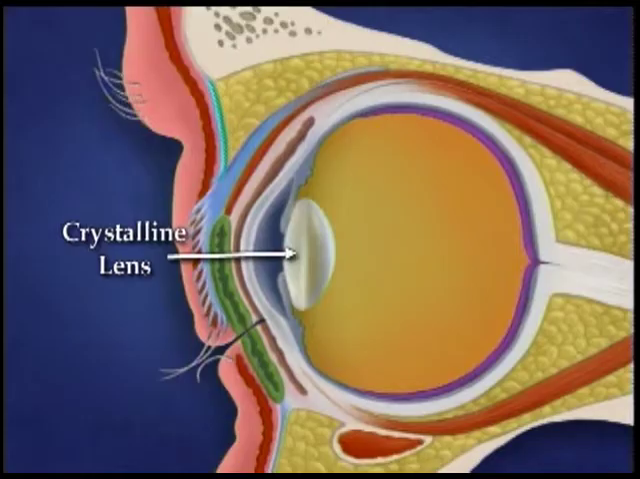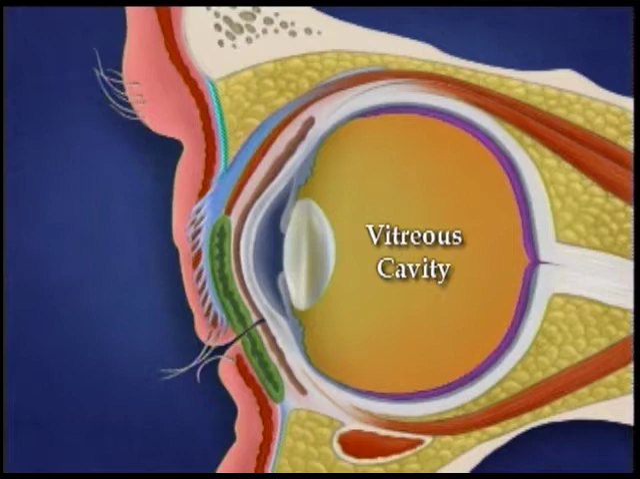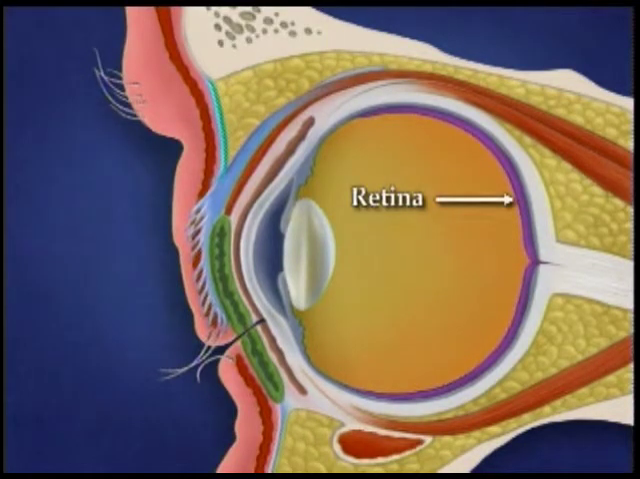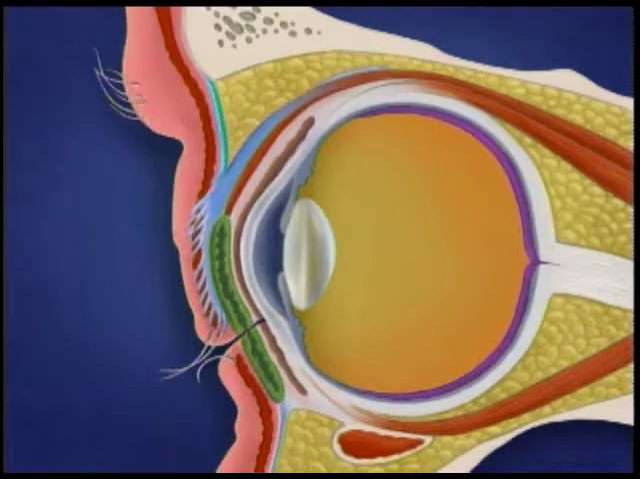The crystalline lens is behind the iris and helps to focus the light onto the retina. Moving posteriorly, there is the vitreous cavity, which is filled with a gel-like material, the vitreous. The retina lines the inner surface of the posterior portion of the eye. Here is the optic nerve. The globe is encased in a bony structure called the orbit. Six extraocular muscles attach to the globe and one to the upper lid. We will begin with taking the patient's history.